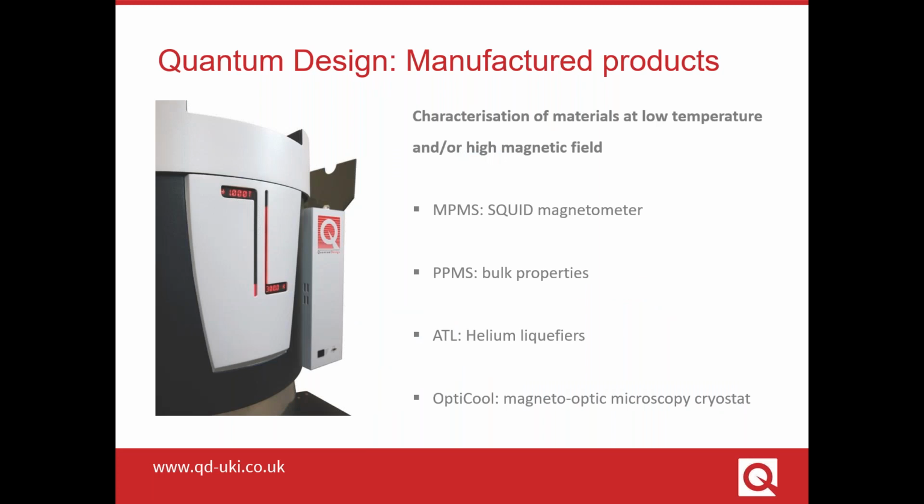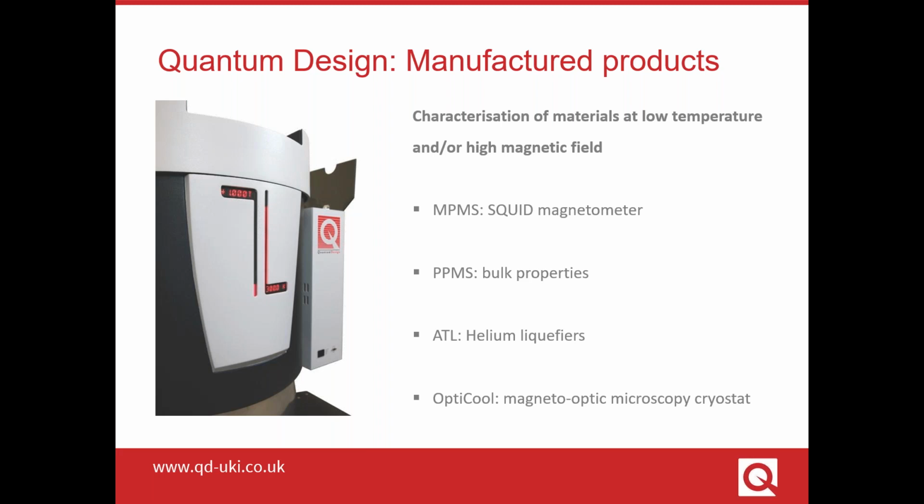As mentioned, as well as being a distributor, we are a manufacturer of equipment for the measurement and characterization of fundamental properties of materials at low temperature or high magnetic fields. Two of our flagship products are the MPMS, which is a SQUID-based vibrating sample magnetometer, and the PPMS, which is more suited to investigating bulk properties such as heat capacity, electron thermal transport, and other optical or magnetic properties.